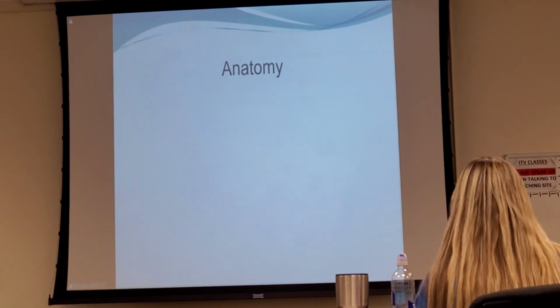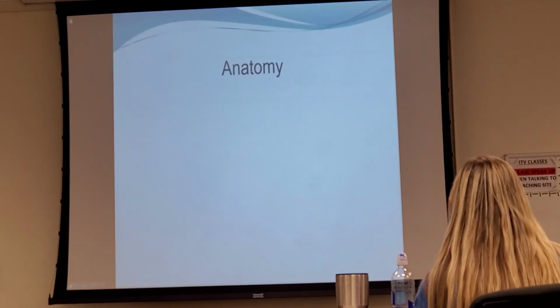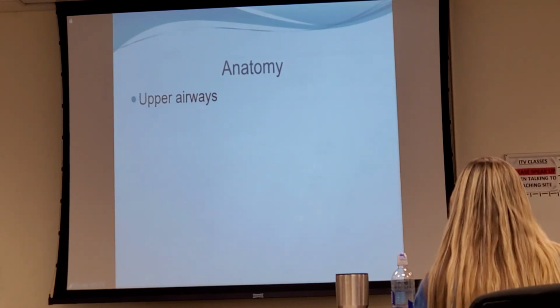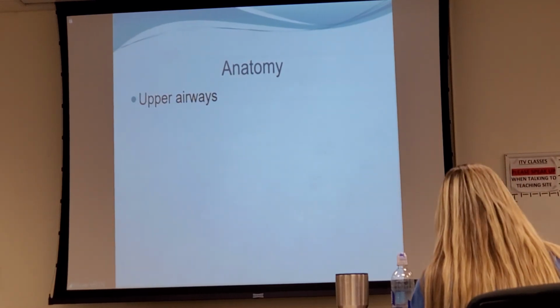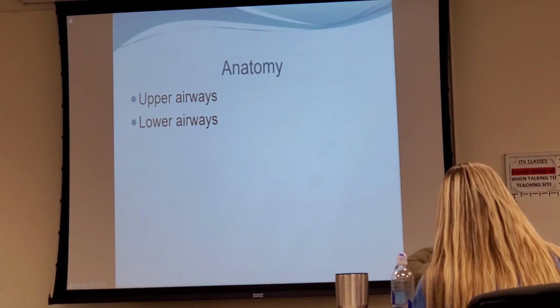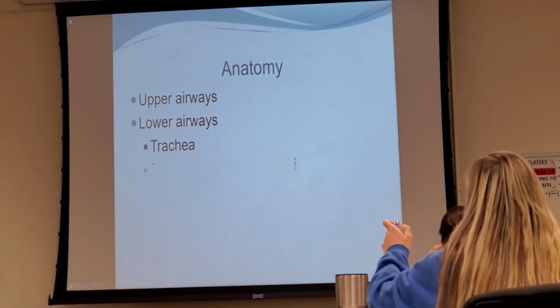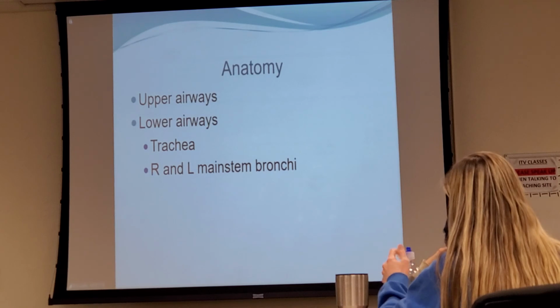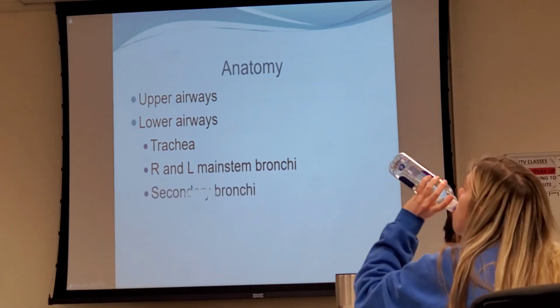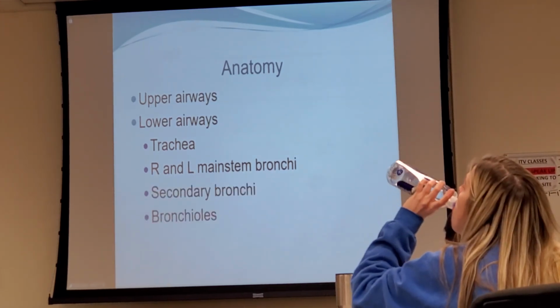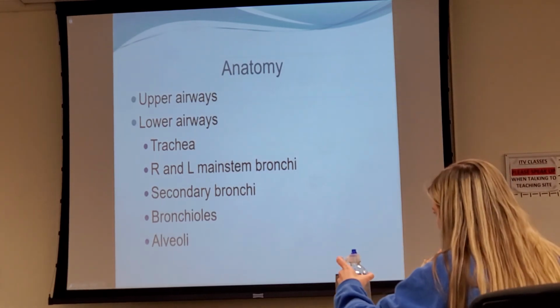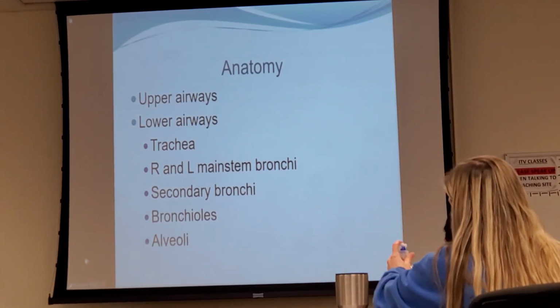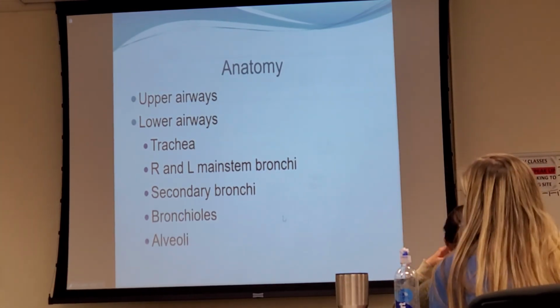So I'm going to very quickly go through these. When we're talking about these three problems, we're really not talking about the upper airway problems, we're talking about the lower airways. And remember, the lower airways involve the trachea, the right and left mainstem bronchi, the smaller bronchioles, and eventually the alveoli themselves. So all three of these conditions we're looking at deal with a lower airway problem.